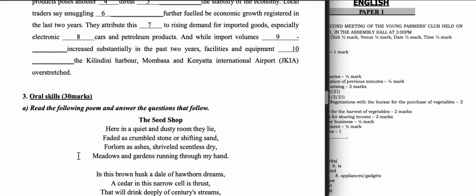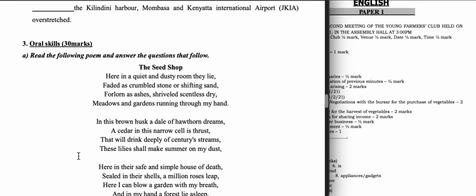Question 3, oral skills. Read the following poem and answer the questions that follow. The Seed Shop. Here in a quiet, dusty room they lie, faded as scrambled stone or shifting sand, forlorn as ashes, shivered, scentless, dry, meadows and gardens running through my hand.